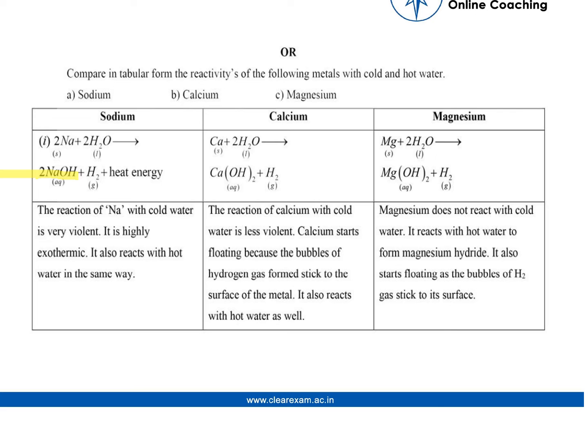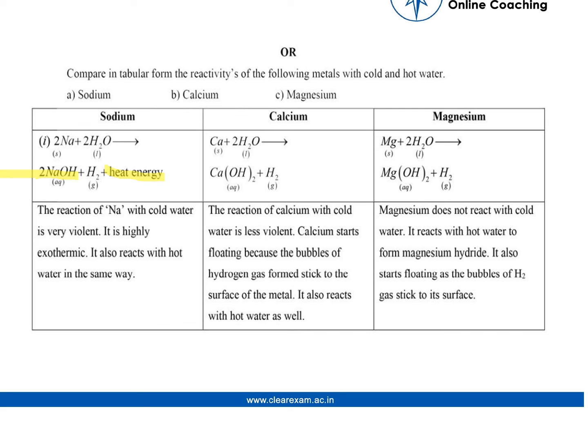In case of calcium, the reaction would be calcium plus 2H2O gives calcium hydroxide plus hydrogen. Then it would be magnesium plus 2 times H2O, which would give us magnesium hydroxide in aqueous form, plus hydrogen gas would be released. The reaction of sodium with cold water is very violent, because as we can see that heat energy is also released in this case.